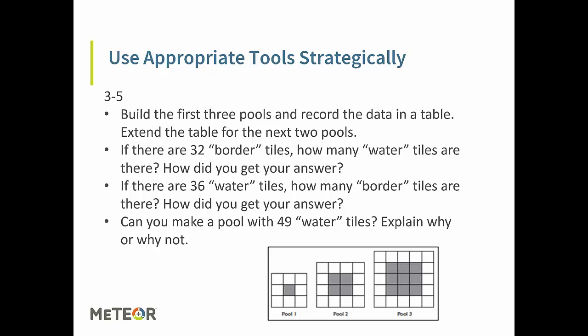record the data in a table. Extend the table for the next 2 pools. If there are 32 border tiles, how many water tiles are there? How did you get your answer? If there are 36 water tiles, how many border tiles are there? How did you get your answer? Can you make a pool with 49 water tiles? Explain why or why not. The tool of choice for this problem is a chart or list or a data table.